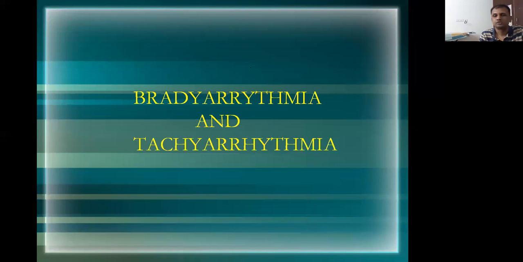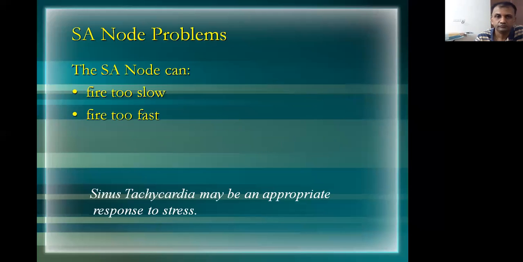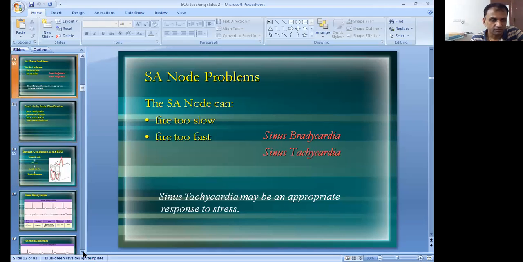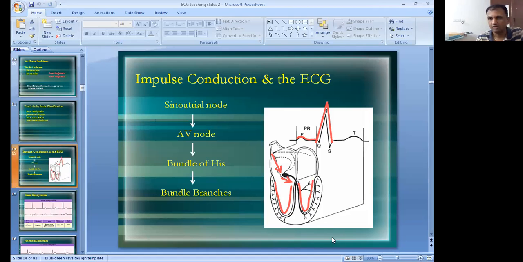Next, I'd like to briefly touch on the bradyarrhythmias and tachyarrhythmias. Brady is obviously slow, tachy is fast. So let me go back to that slide where we had this conduction system. Yeah, it's there. Can you see this slide? Yes. Okay, this is the SA node.